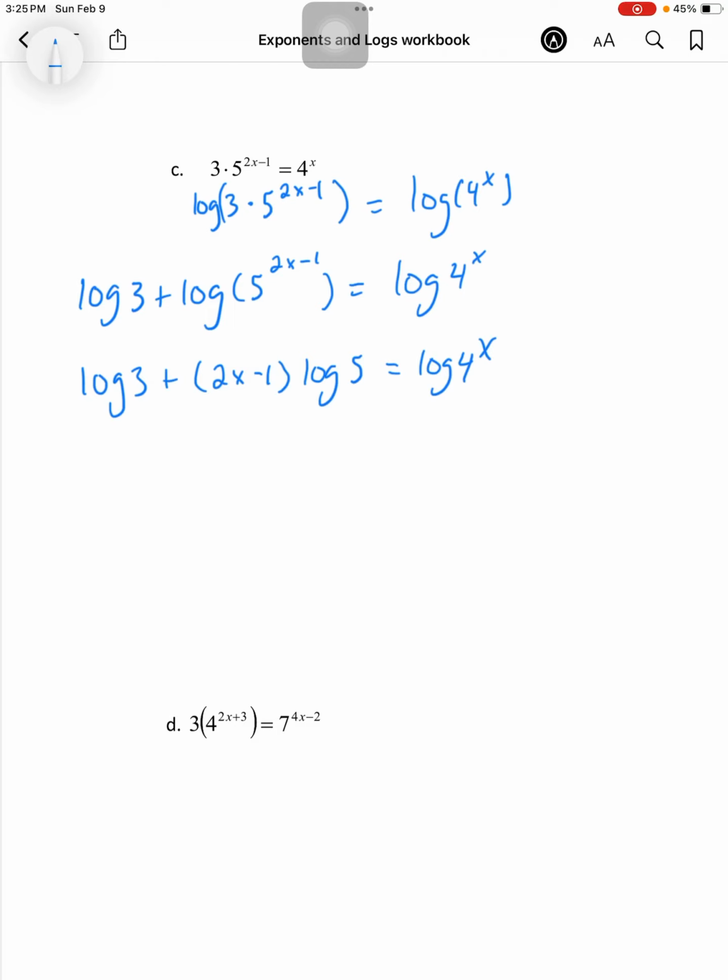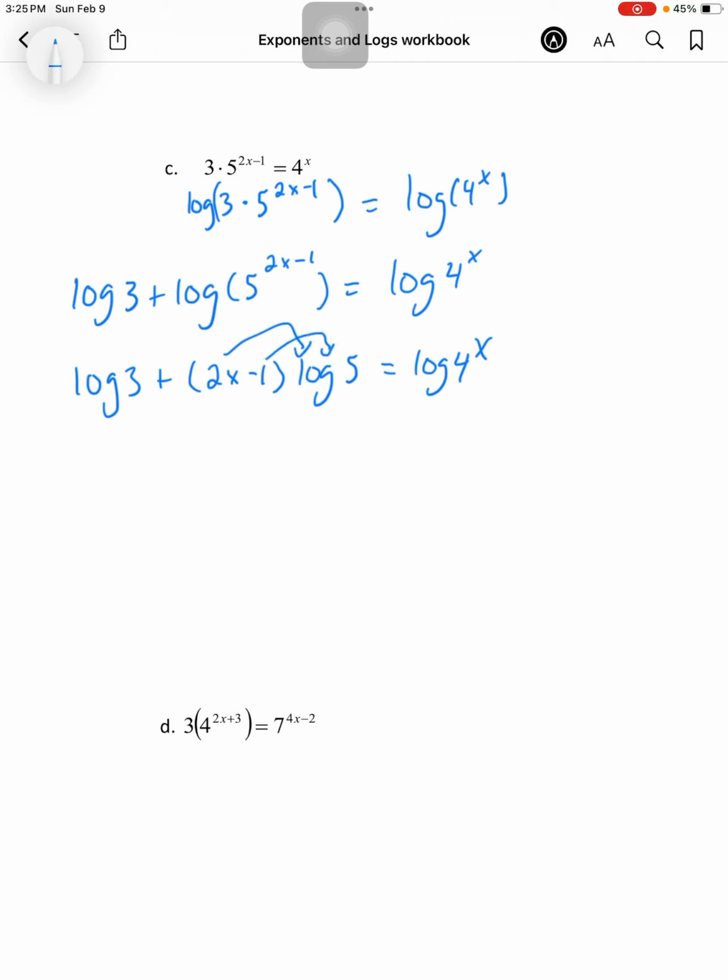So here, we just FOIL out the 2x minus 1. Everything else is the same. So plus 2x log 5 minus log 5. You could put the 1, but it'll be invisible, so I just tend to not put it. Equals log 4. And I forgot the x at the front here as well.